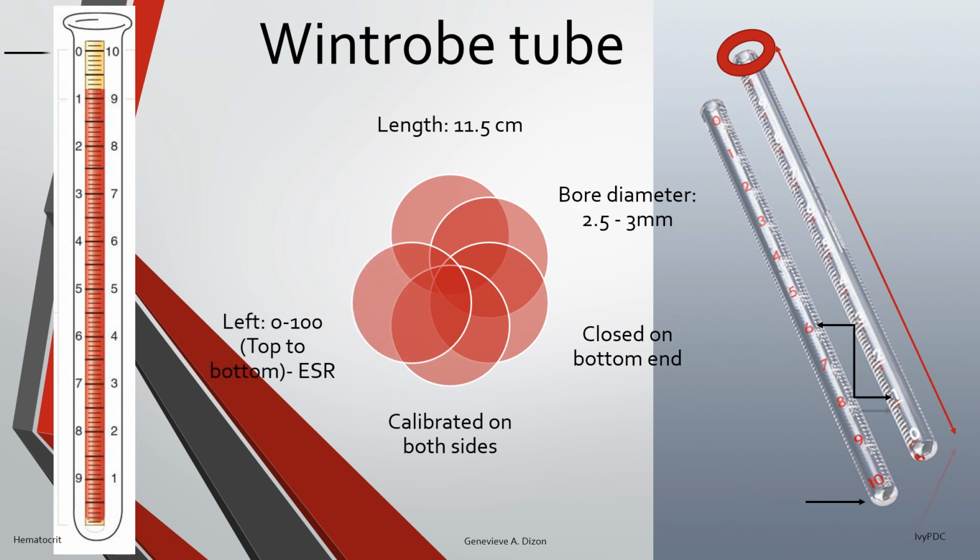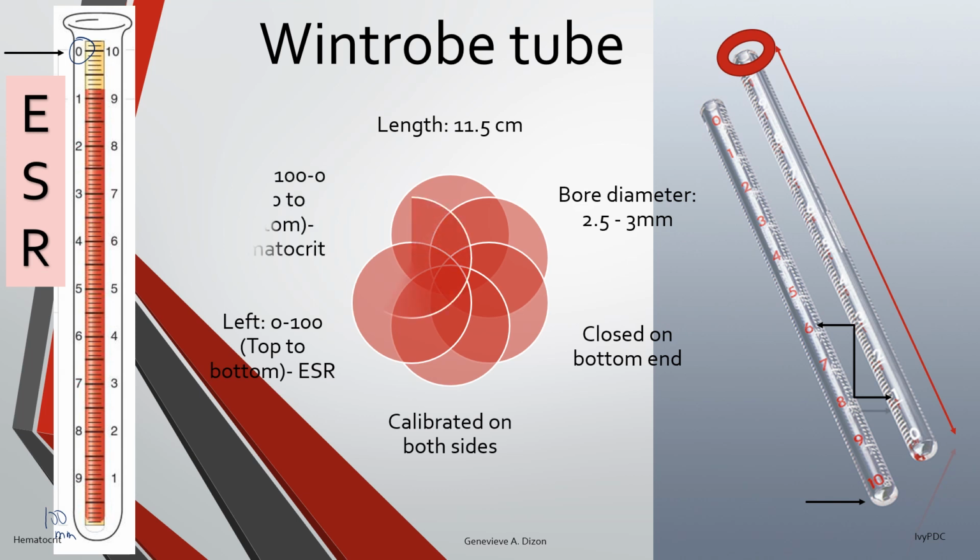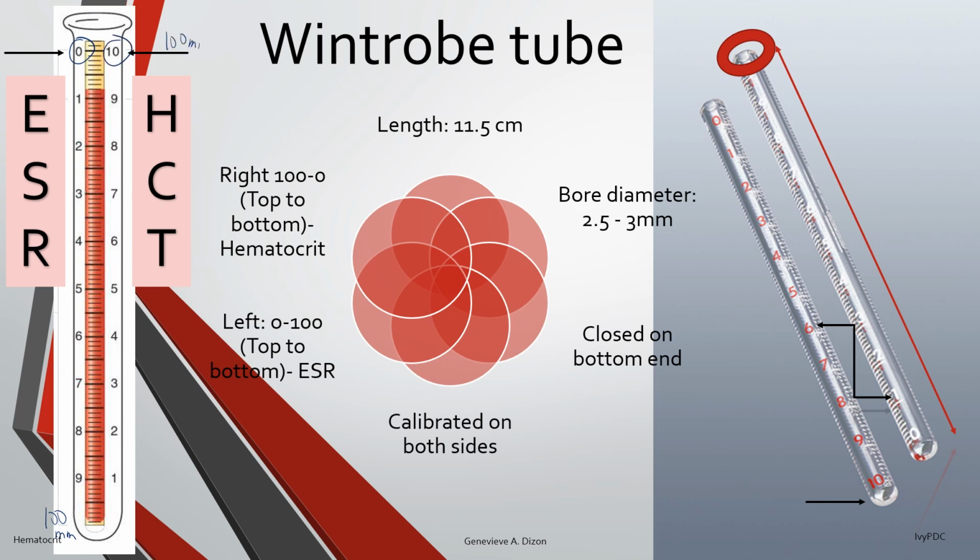The left side is used for the ESR determination, with the top increment being 0 and the bottom being 100 millimeter. The right side is the one used for hematocrit reading, and this time the top portion is 10 centimeters or 100 millimeters and the bottom is 0.